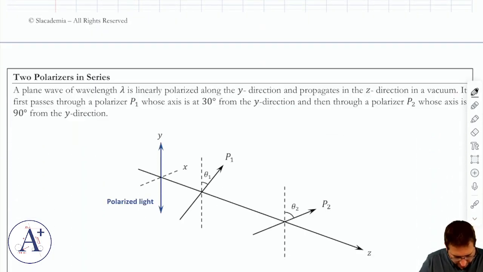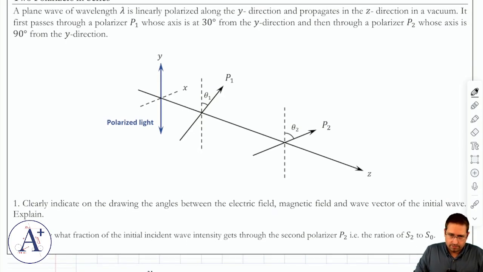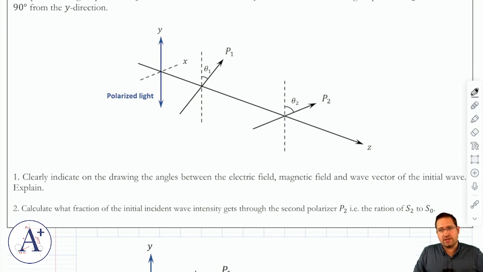So let's see how you might apply that in a problem. Here we have two polarizers in series. We have a plane wave, wavelength lambda. It is linearly polarized along the y direction, which is shown, and propagates in the z direction in a vacuum. It's going to go through P1, which is 30 degrees from the vertical, and then P2, which is 90 degrees from the vertical. We want to clearly indicate on the drawing the angles between the electric field, magnetic field, and the wave vector of the initial wave, and explain.